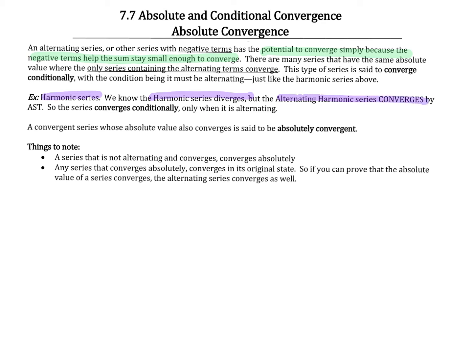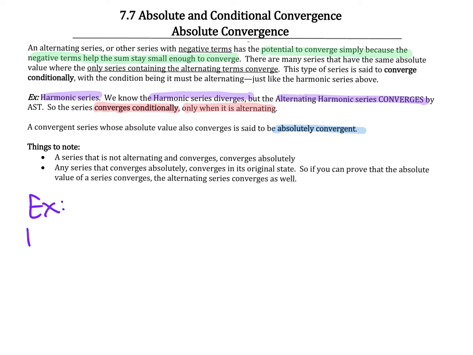When we have a series that converges only when it's alternating, that's called a series that converges conditionally. The condition being it has to be alternating. So the condition is this series converges, but only when it's alternating. We call that conditional convergence. If a series converges regardless of whether half of the terms are positive and half of the terms are negative, then we would say that it is absolutely convergent. So let me give you a quick example here.